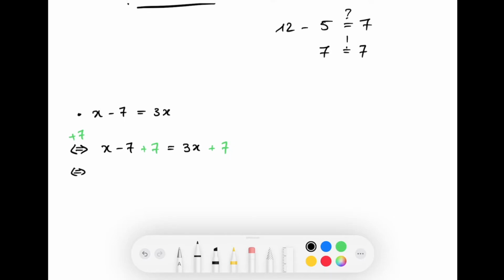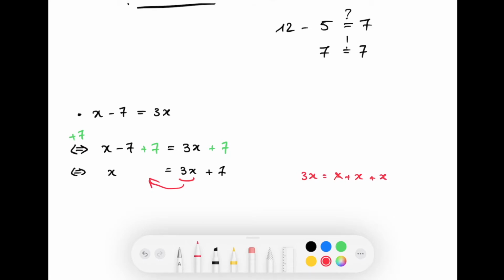Rewriting this, we get x, and this minus 7 plus 7 is equal to 0, is equal to 3x plus 7. So at this point, we want to get this 3x on the left-hand side of the equation. So how do we do that? Well, we just have to remember that 3x is basically just x plus x plus x.